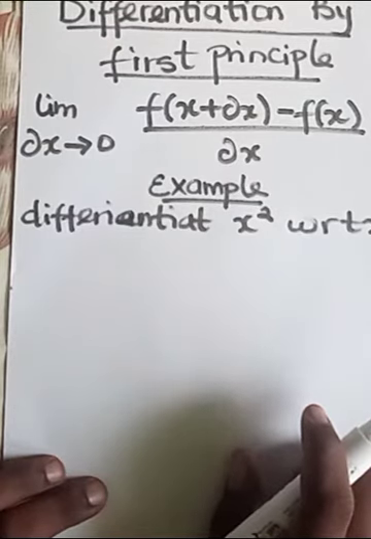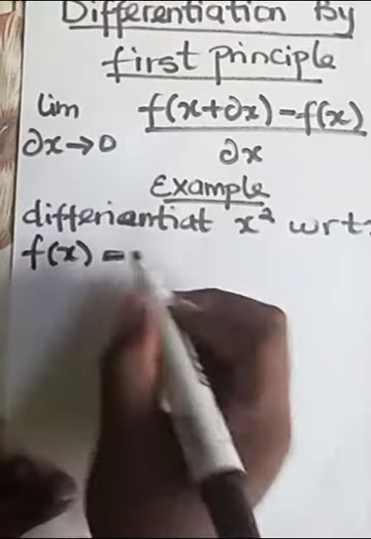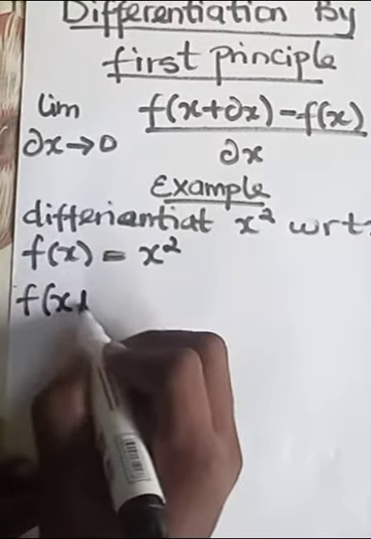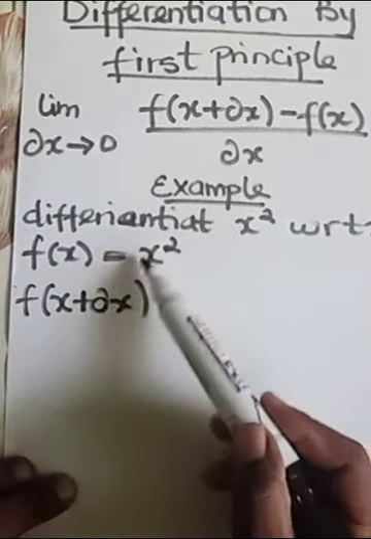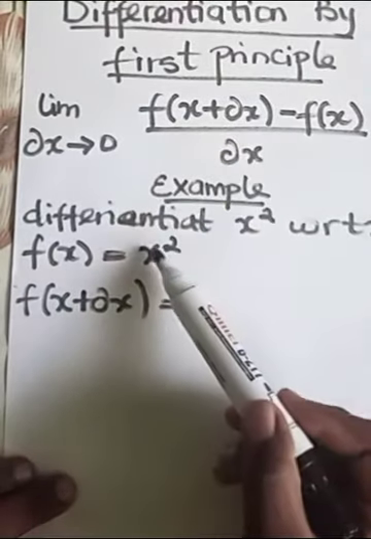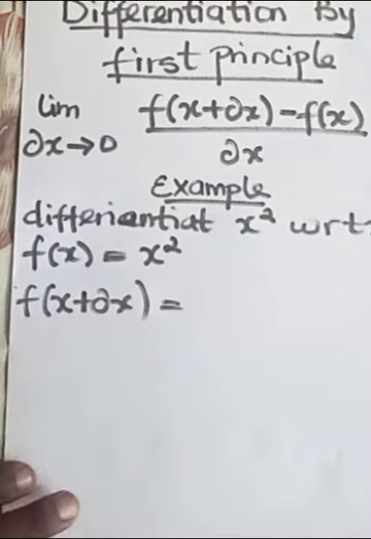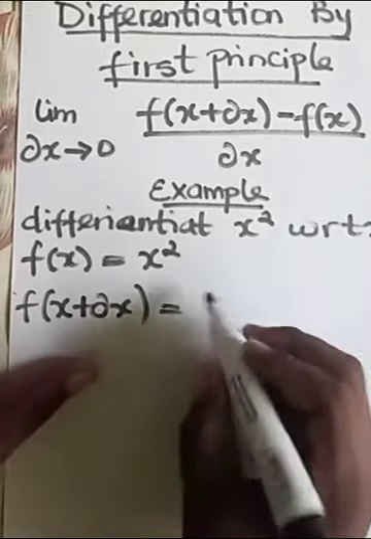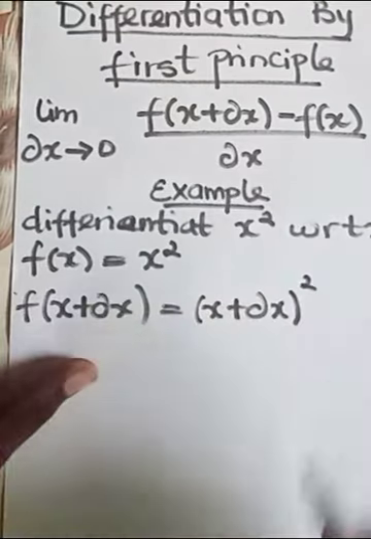We are going to first of all write down what our f of x is and what our f of x plus delta x is. So let's write it down. We know f of x is given as x squared, and f of x plus delta x is simply going to be, replacing this x by x plus delta x. That means what's inside here, we replace it with this, like in functions. So we are going to have x plus delta x, all that squared.